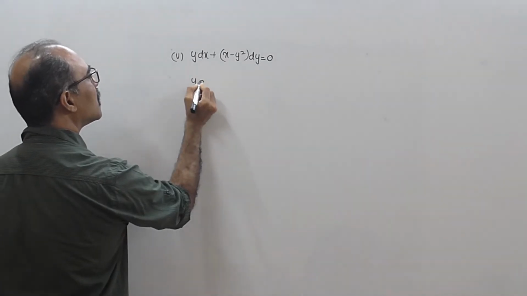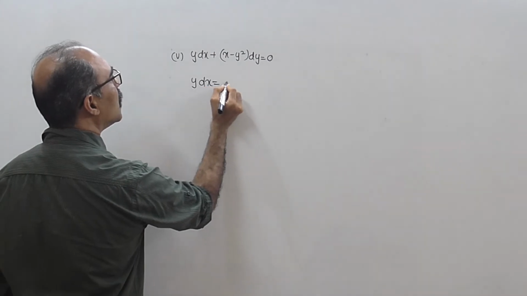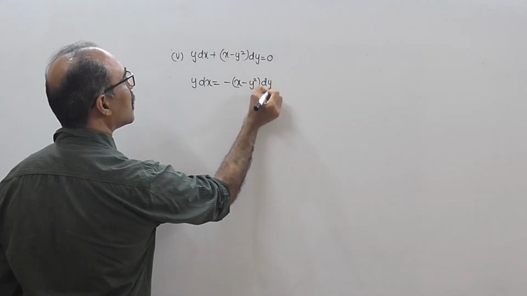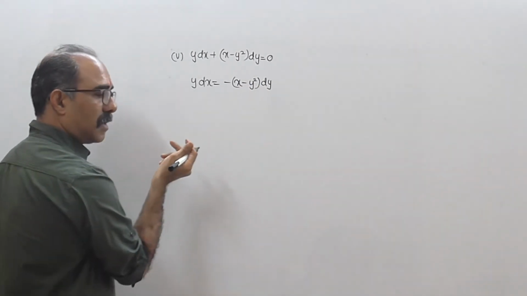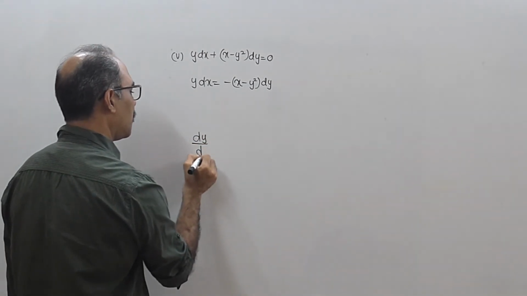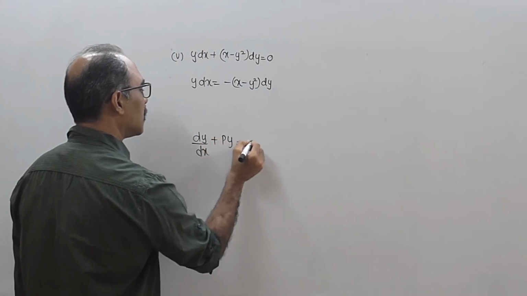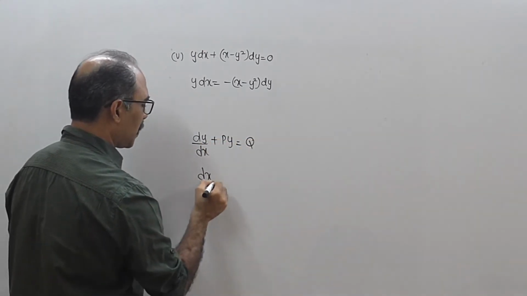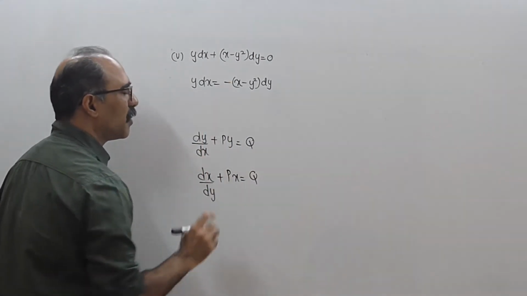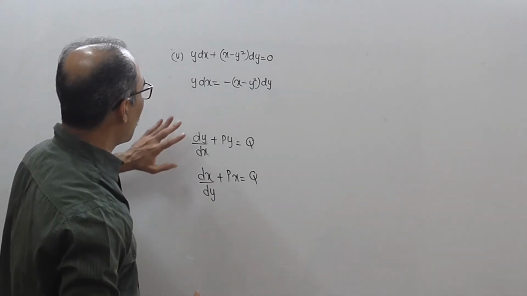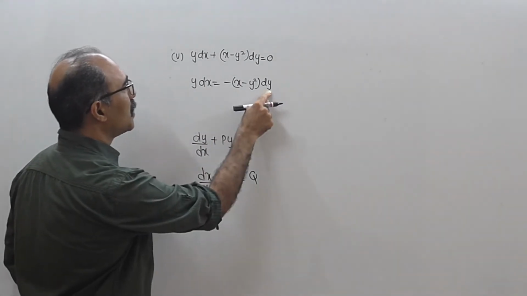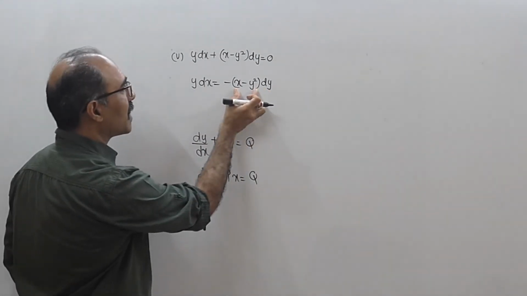So first I will write this as y dx equal to minus x minus y square dy. So you got two choices. One choice is you can make it in the form of dy by dx plus py equal to q. Another choice is you can write it as dx by dy plus px equal to q. You can do it in either of these forms. Now if I try to do it in this form, what will you do? You will take this dx down.